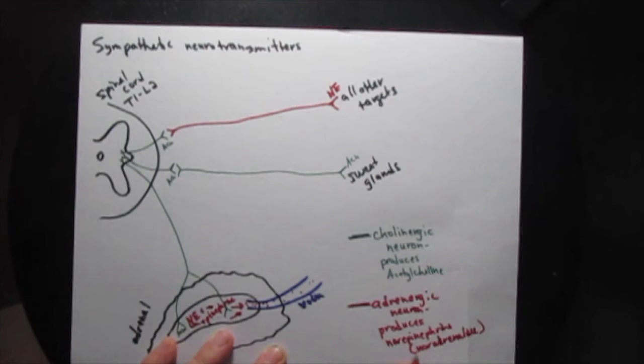If you look at the adrenal medulla, this is receiving cholinergic input from the preganglionic neuron, but the cells inside of the adrenal medulla produce norepinephrine, but in greater proportion, they produce a great deal of epinephrine, or adrenaline. That's actually where the word adrenaline comes from, the adrenal glands.